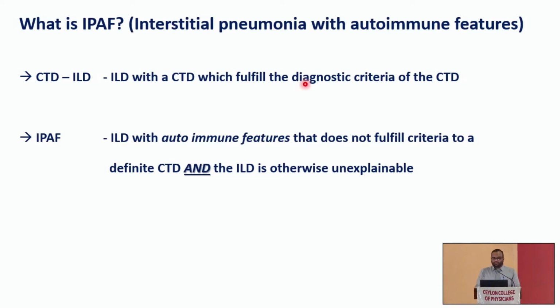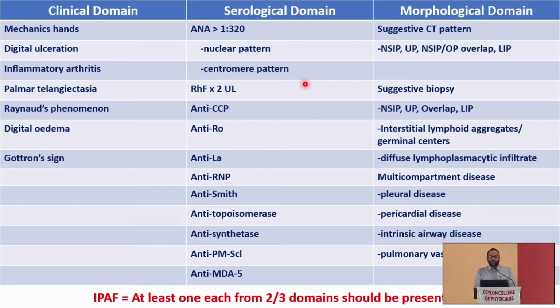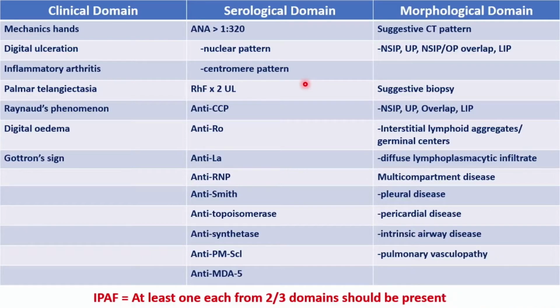So how to diagnose IPAF, or interstitial pneumonia with autoimmune features? So we have clinical domain, serological domain, and morphological domain. You have to have at least one feature from two of the three domains which are mentioned here.